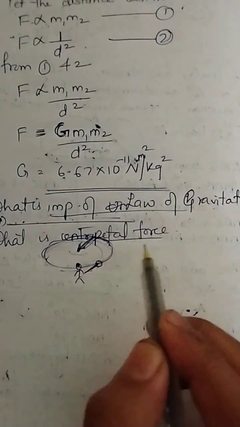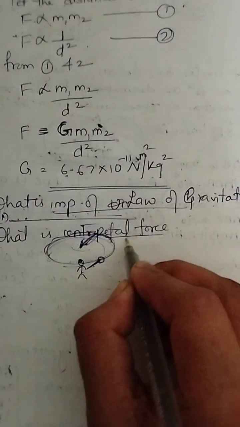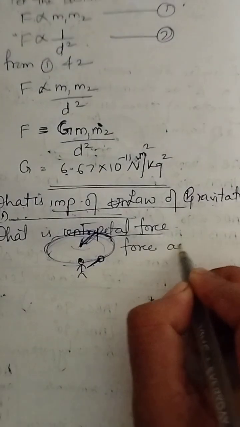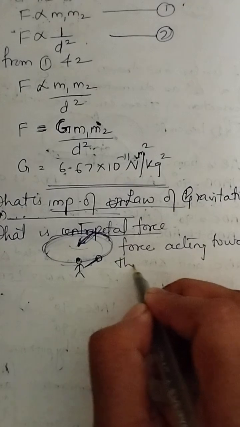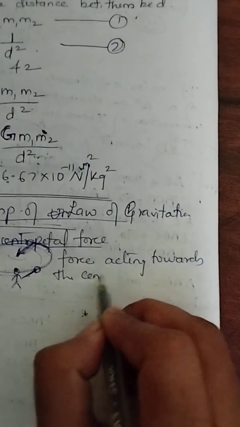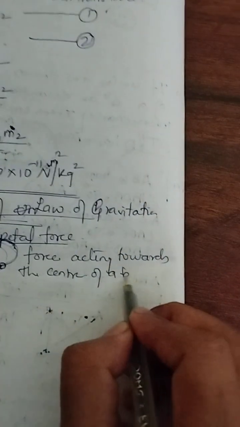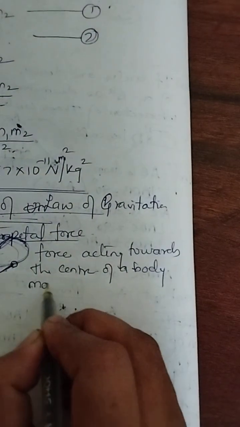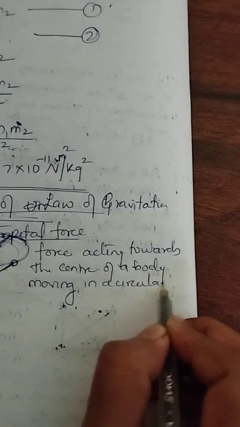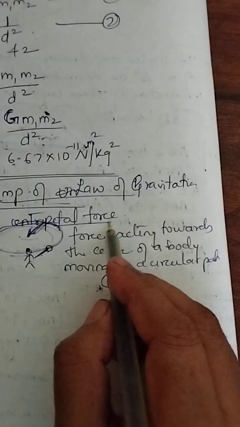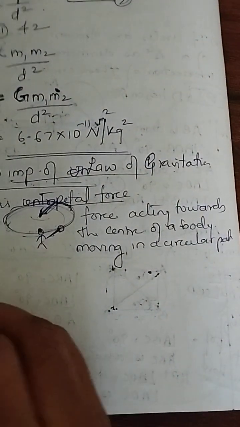So simply, centripetal force is nothing but the force acting towards the center of a body moving in a circular path. That is called the centripetal force. Okay, now let's come to the next question.